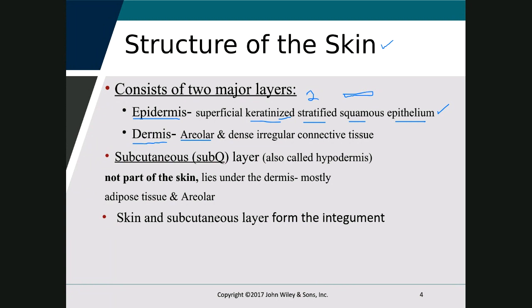Below this is the subcutaneous layer or hypodermis. So when we think of the term skin, it includes the epidermis and dermis. This subcutaneous layer or hypodermis is not considered part of the skin. All of these regions are part of the integumentary system. So this hypodermis is not part of the skin, and it's mainly made up of adipose tissue and areolar loose connective tissue.